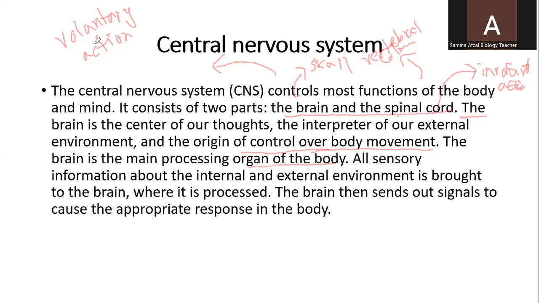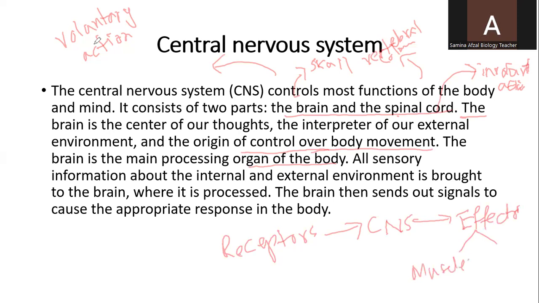So the messages are sent from the receptors towards the central nervous system, and from the central nervous system towards the effectors. And effectors are muscles or glands.